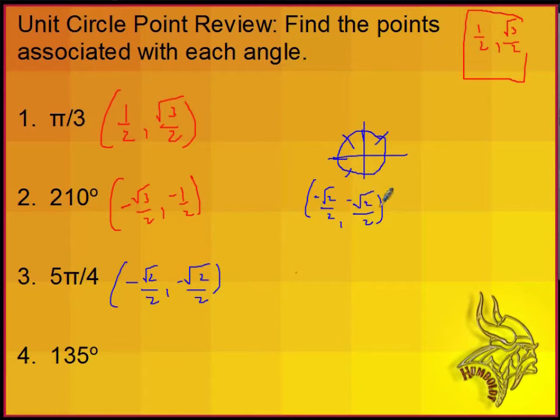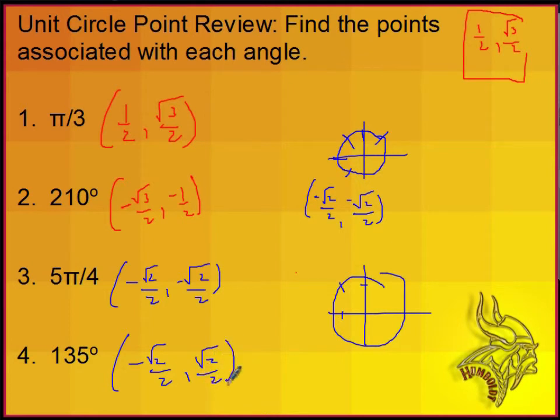To finish up, 135 degrees. Oh, let's say that's 90 plus 45. That's 135 degrees, so I know it's right there. That's going to have a negative x value and a positive y value. So that's negative square root 2 over 2 for the x value and positive square root 2 over 2 for the y value. Very simple.